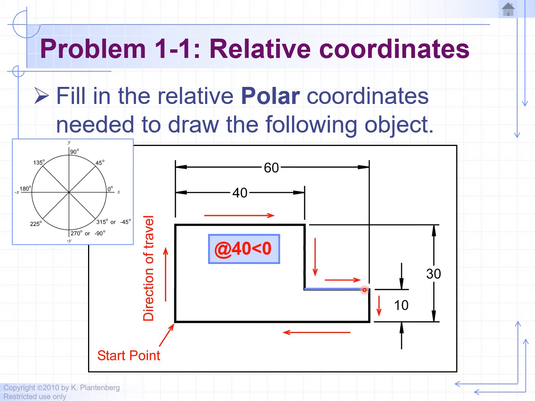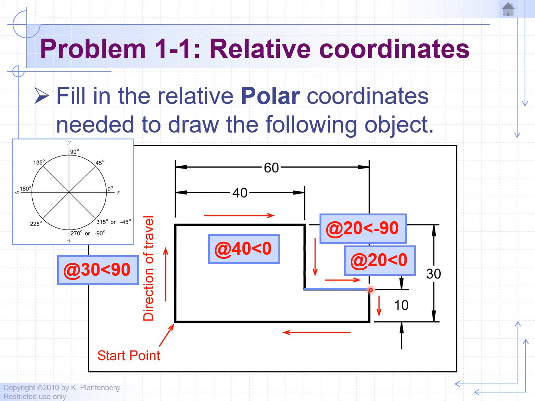Okay, now we can define our next line, which has a length of 20, which is 60 minus 40. Using relative polar coordinates, we're going to type in @20, so a length of 20 with respect to the last point and at an angle of 0. So it's going to stay horizontal, length of 20, and enter, and it'll generate the line.